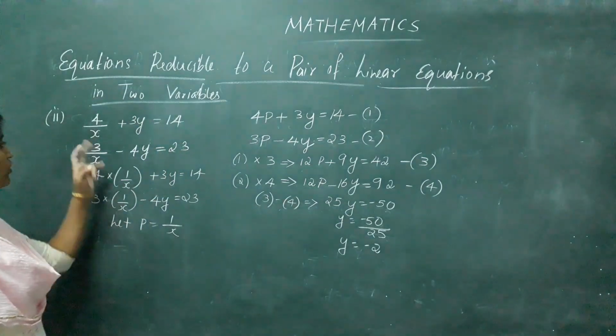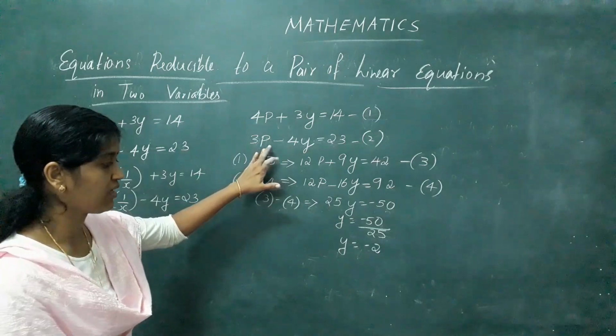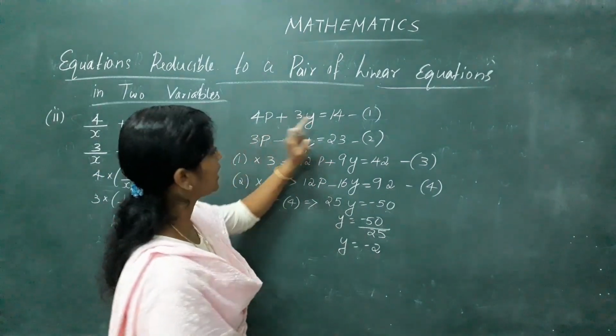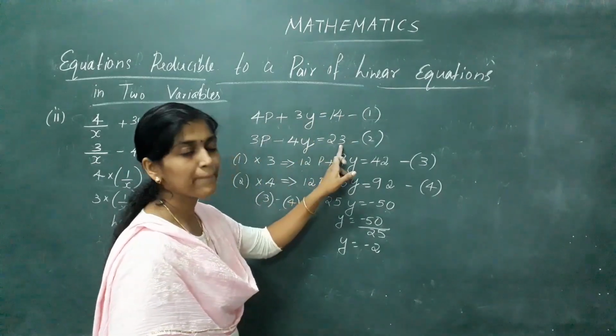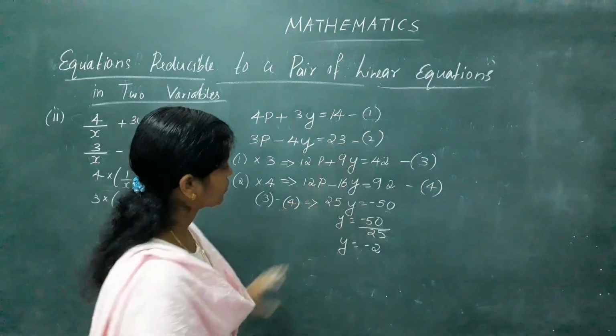You have to get the value of x here. For that you have substituted p for 1 by x, which means when you give this value of y in either equation 1 or 2, you will not get the value of x, you will get the value of p. So substitute.